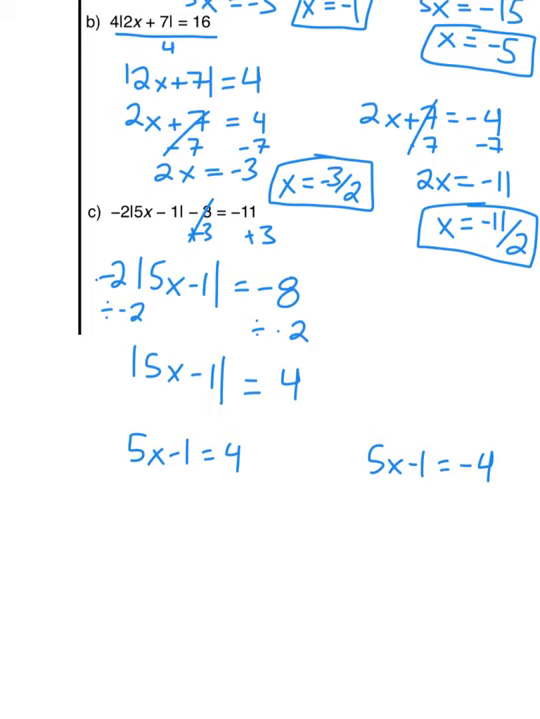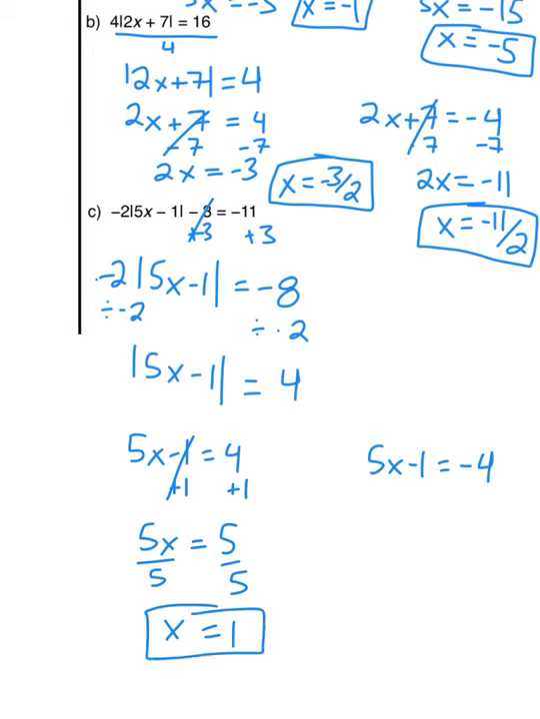All right, now I solve for x, so I'm going to add 1 to both sides. Cancels out on the left. I'm left with 5x equals 4 plus 1, which is 5. Divide both sides by 5, and I get x equals 1. All right, solving for the second equation, I add 1 to both sides. Cancels out on the left. I have 5x equals negative 4 plus 1, which is negative 3. Now I divide by 5, and I get x equals negative 3/5.